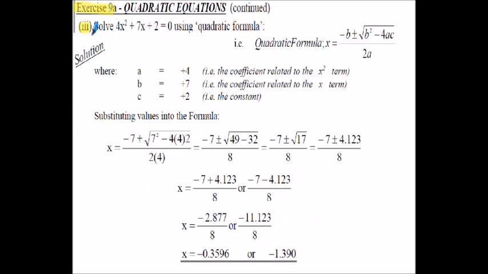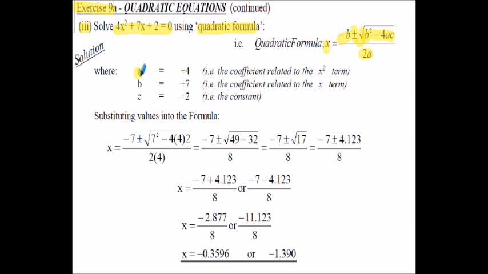Exercise 9a, part 3. We're asked to solve the equation 4x squared plus 7x plus 2 is equal to 0 using the quadratic formula. The formula is given here for reference. x is equal to minus b plus or minus the square root of b squared minus 4 times a times c, all divided by 2 times a. In this particular question, the 4x squared plus 7x plus 2 equals 0 is in the correct format to use the equation. In other words, it's in the ax squared plus bx plus c equals 0 format, so that's fine.